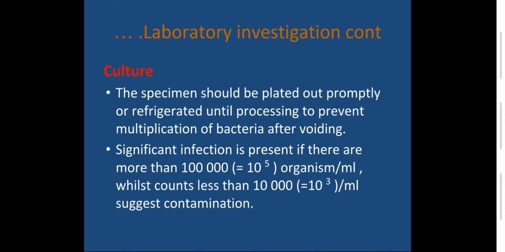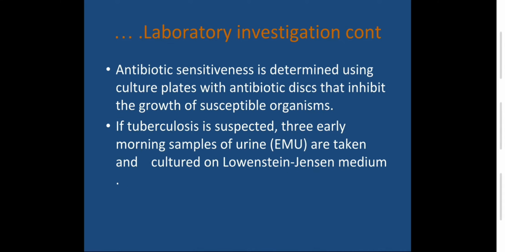Significant infection is present if there are more than 10 power 5 colony forming units per ml, while a count of less than 10 power 3 colony forming units per ml suggests contamination. If the urine sample is taken directly from the bladder by suprapubic puncture, any growth of microorganisms is considered infection. If the urine sample is taken by urethral catheter, 10 power 2 colony forming units per ml is considered infection.